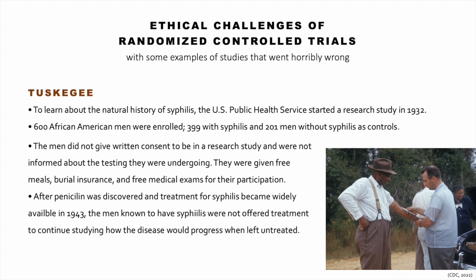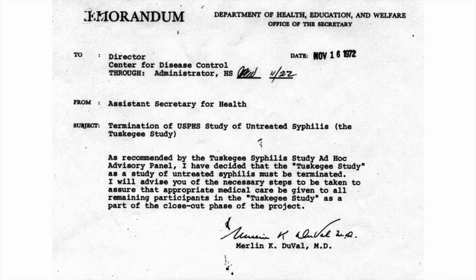In response to the story, the Assistant Secretary for Health and Scientific Affairs appointed an ad hoc advisory panel to review the study. The panel concluded that the study was ethically unjustified because the results were, quote, "disproportionately meager compared with known risks to human subjects involved." Soon after that, in 1972, the Assistant Secretary for Health and Scientific Affairs put an end to the study. I thought it was interesting that the actual memo ending the study is available online from the National Archives.